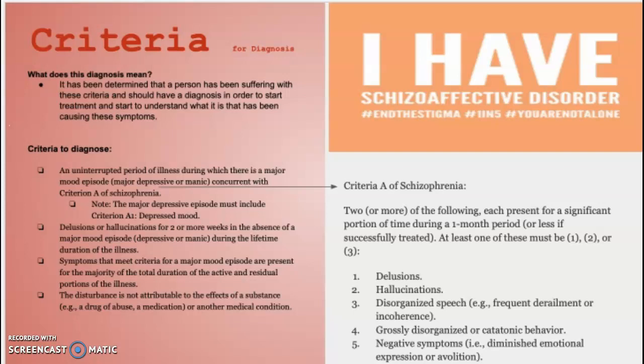Criterion 2, delusions or hallucinations for 2 or more weeks in the absence of a major mood episode, depressive or manic, during the lifetime duration of the illness. Criterion 3, symptoms that meet criteria for a major mood episode are present for the majority of the total duration of the active and residual portions of the illness. Criterion 4, the disturbance is not attributable to the effects of substance use or another medical condition.